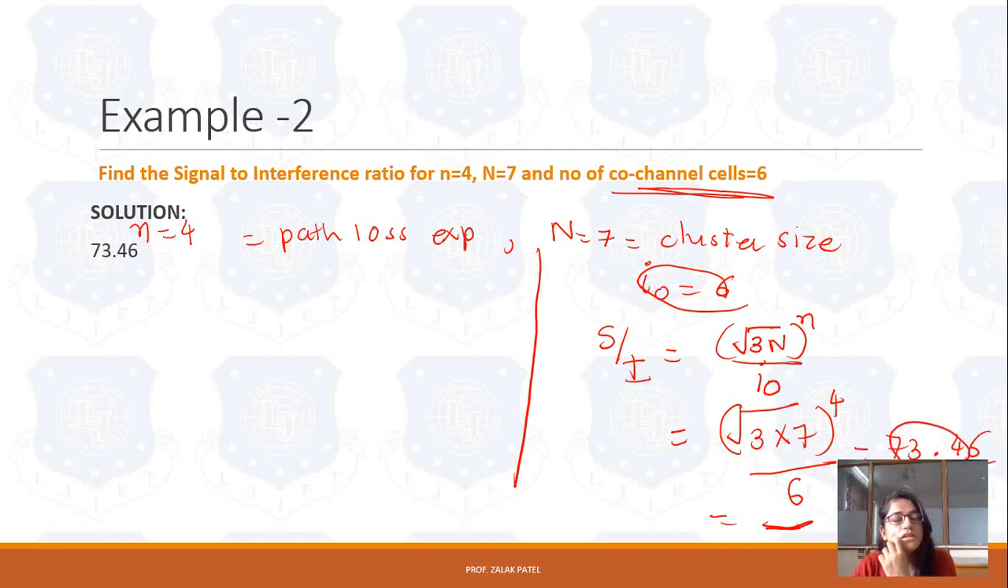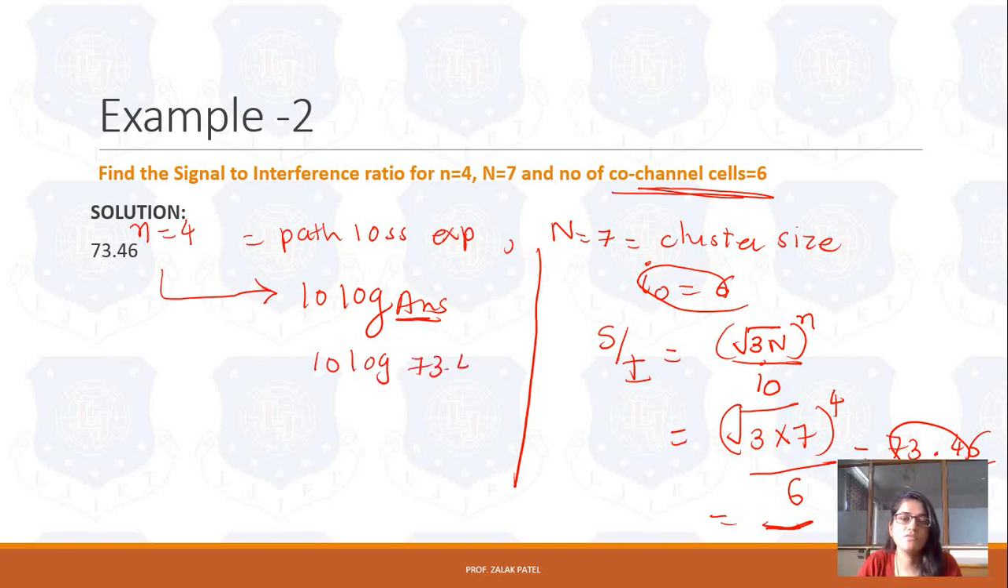But signal to interference ratio is always in dB, so you have to take the logarithm of this value, means 10 log of 73.46, that is equal to 18.66 dB. So this is how one can calculate the signal to interference ratio if the path loss exponent and cluster size are given, and the number of co-channel cells, means the I0 value, is given. So this is the second type of example that can be asked in the exam.